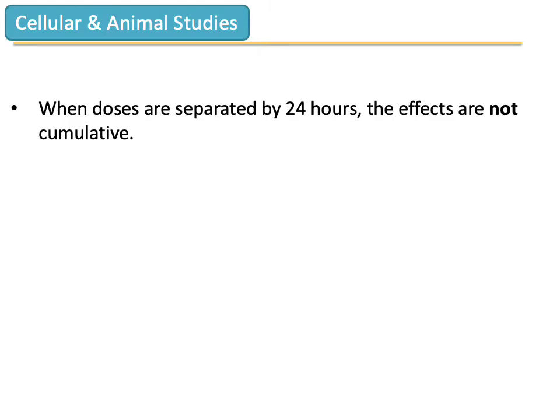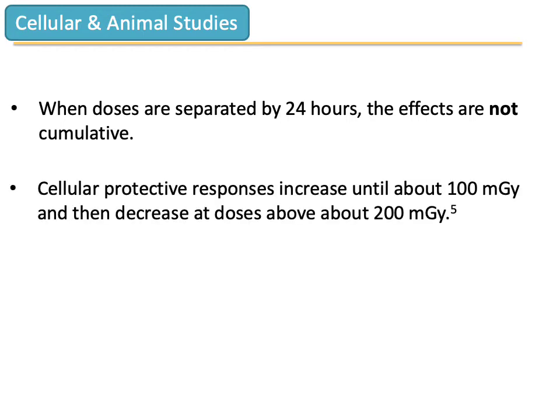The BEIR-7 report also looked at cellular and animal data. Cellular studies suggest that when doses are separated by 24 hours, the effects are not cumulative. They also suggest that at doses below 100 milligray, there are protective responses that are induced, but that this effect decreases at doses above about 200 milligray.